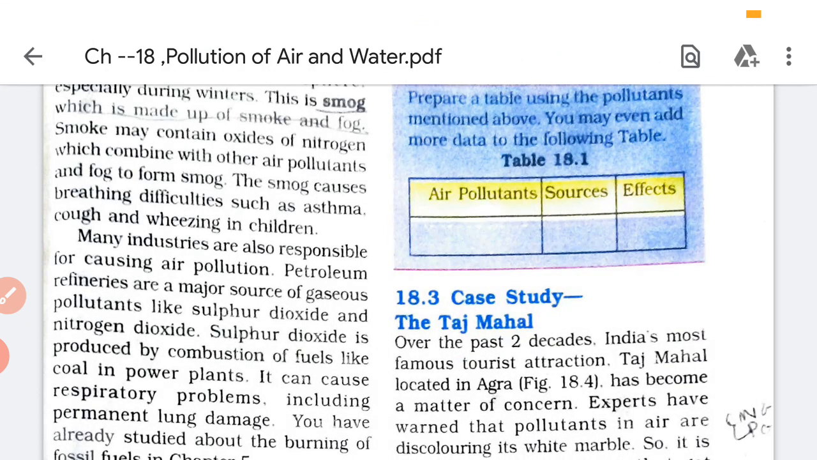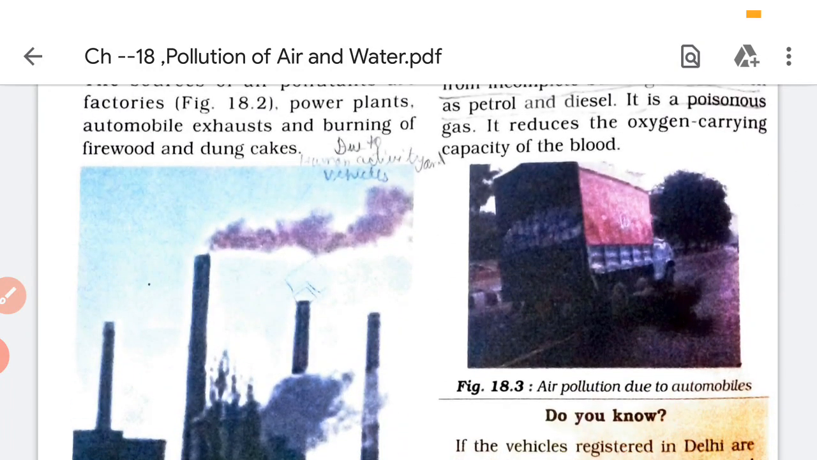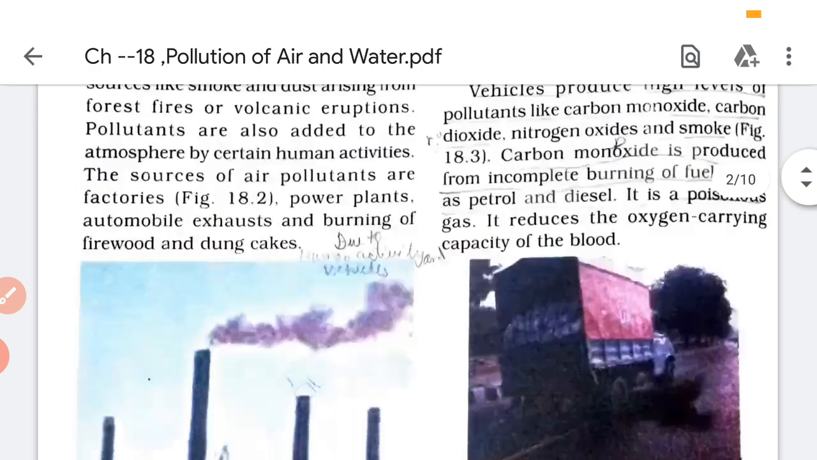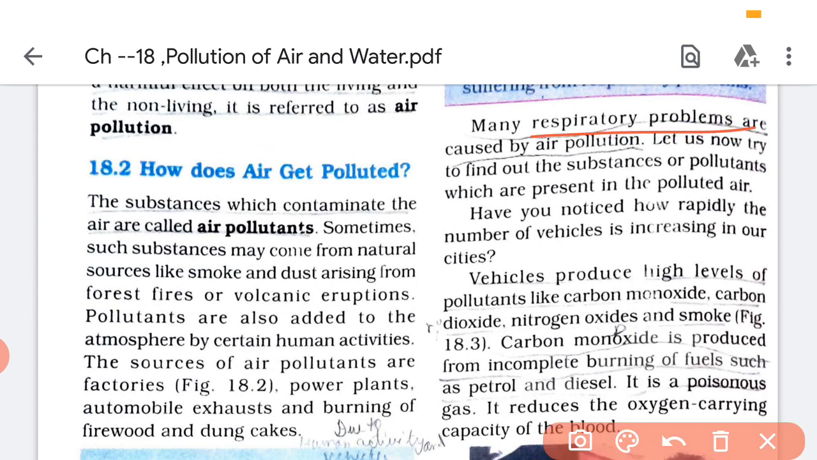Now, polluted air is causing havoc for human beings because when we are breathing in polluted air, many respiratory problems occur. If we are continuously breathing polluted air, we may have breathing problems, asthma. So this polluted air is one of the reasons for respiratory problems in humans. Not only humans, even animals may suffer from this.